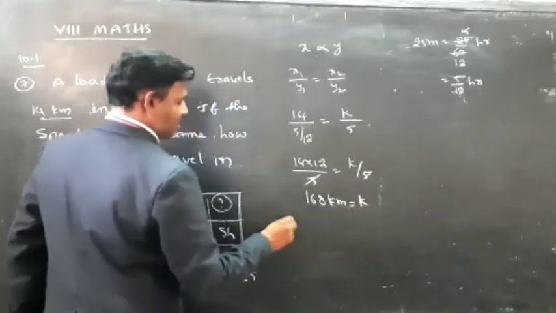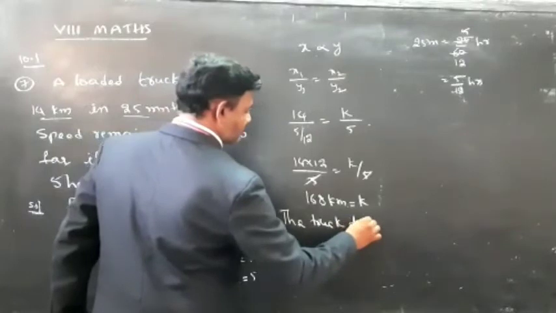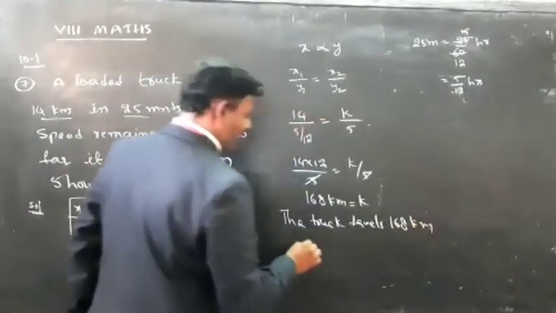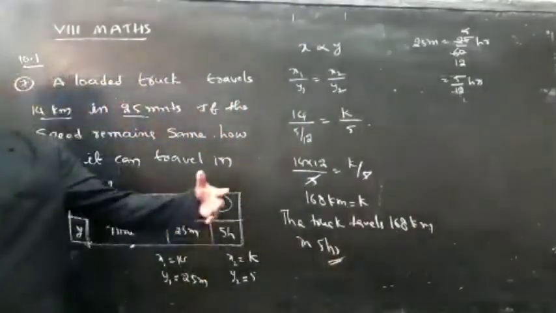K is equal to 168. The truck travels 168 kilometers in 5 hours. So it will cover 168 kilometers in 5 hours.